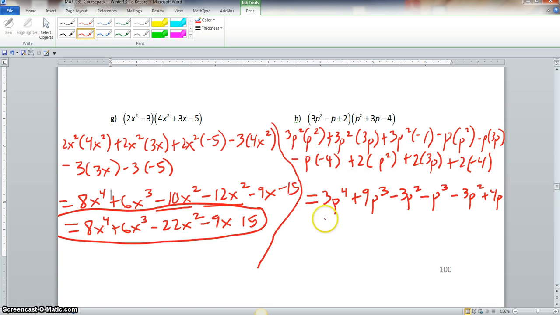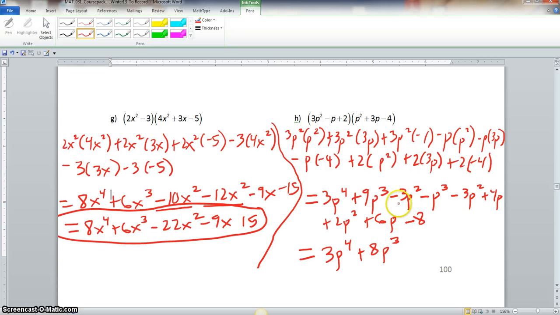2 times p squared is 2p squared. 2 times 3p is 6p. And 2 times a negative 4 will give us a minus 8. Now we combine our like terms. We only have one term that's to the 4th power. But we have 9p cubed minus p cubed, which will give us a positive 8p cubed.